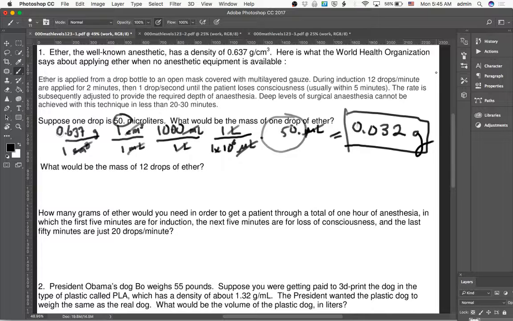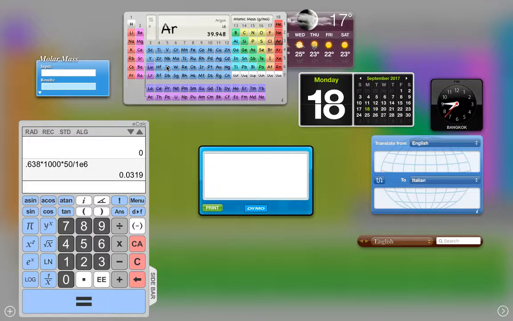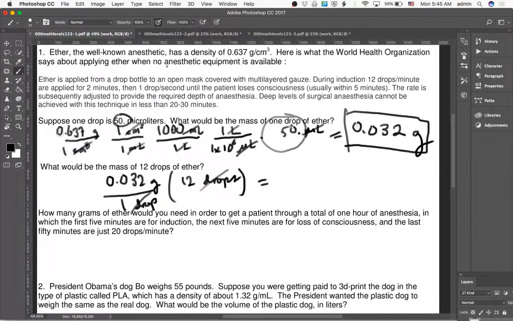What would be the mass of 12 drops of ether? Well, if that's 1 drop of ether, then 12 drops of ether. Okay, so the mass, 0.032 grams, and this is 1 drop. And then what is the mass of 12 drops? Drops. So 0.032 times 12, 0.038.